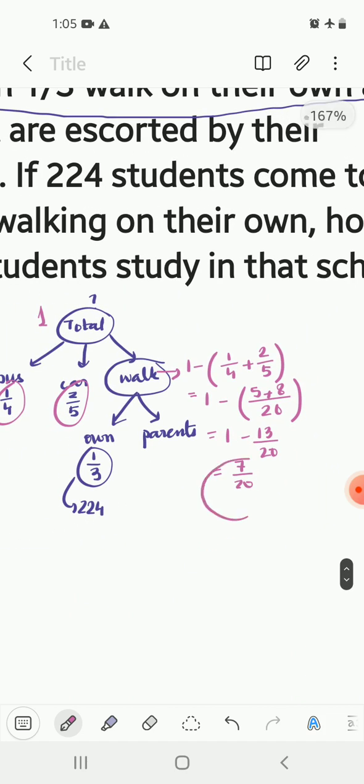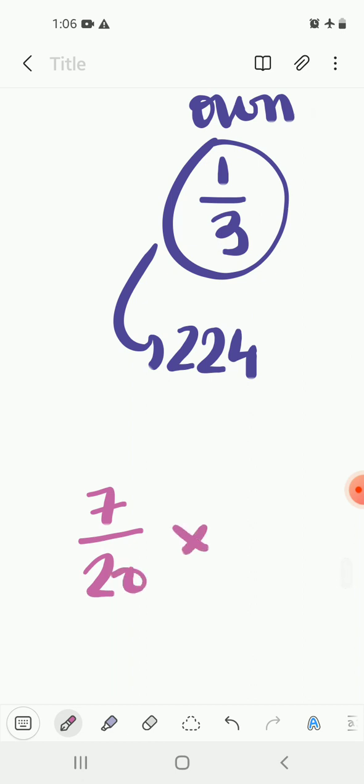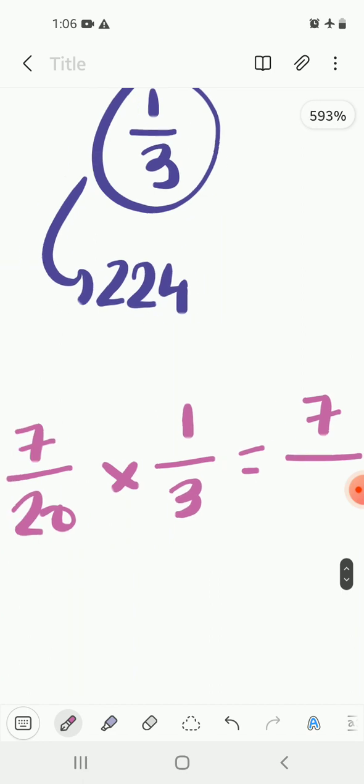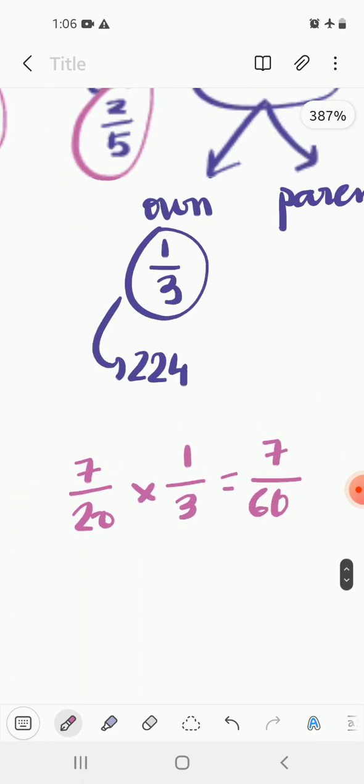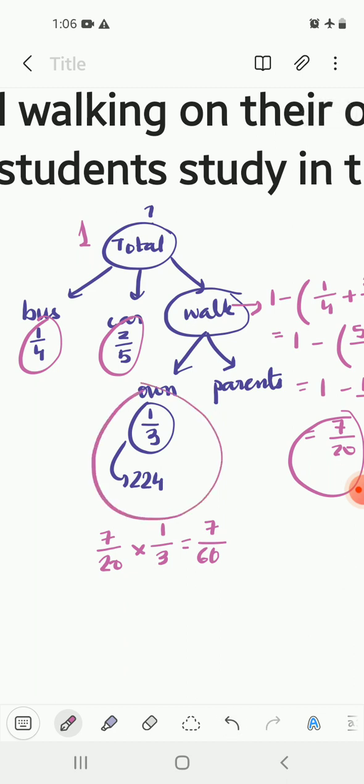Out of 7 by 20, 1 by 3 come on their own. So out of 7 by 20, 1 by 3 is basically 224. So let's find out what is 1 by 3rd of 7 by 20. It is 7 ones is 7 and 3 twenties is 60. So we can say out of the total students, 7 by 60 come by walking. So we know the 7 parts of the total, and we need to find the total part. So the total part will be 60.